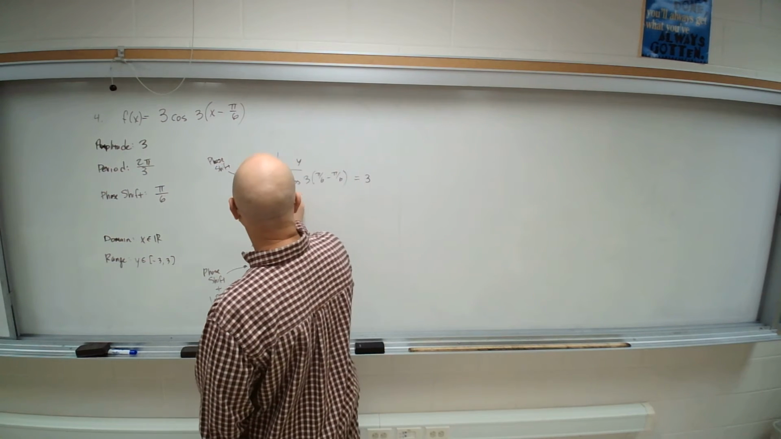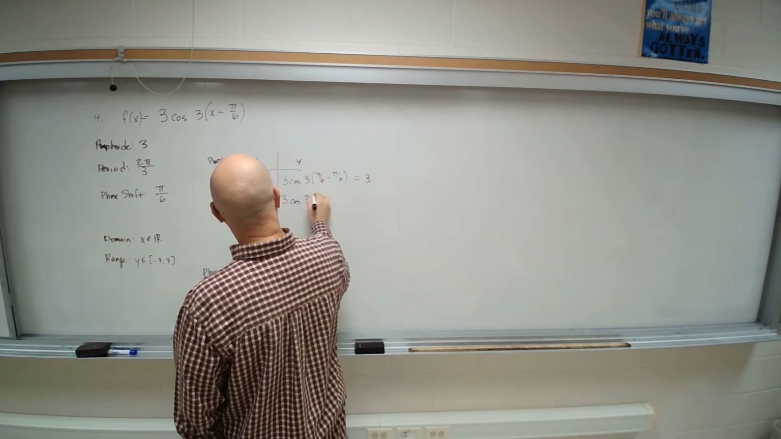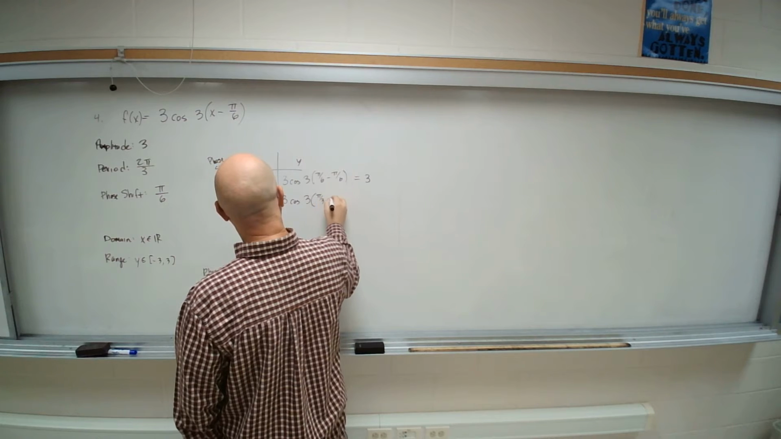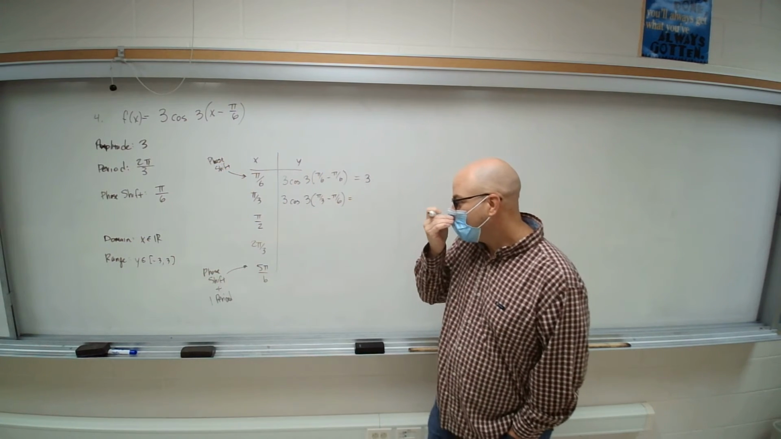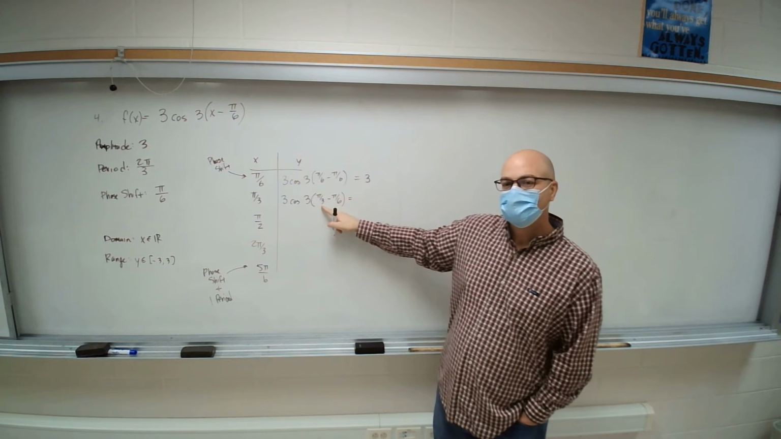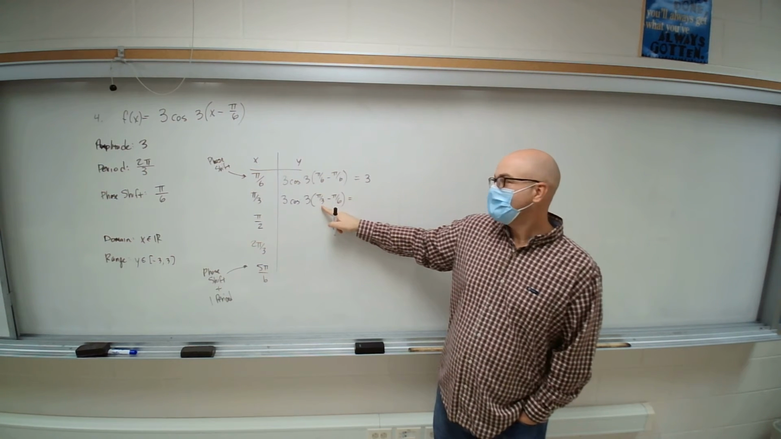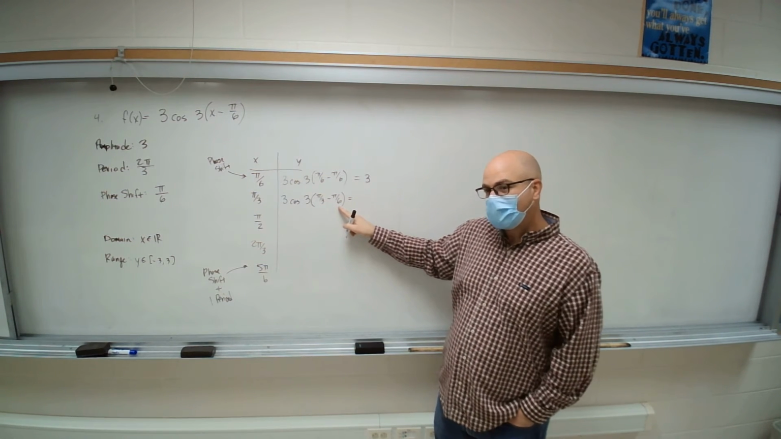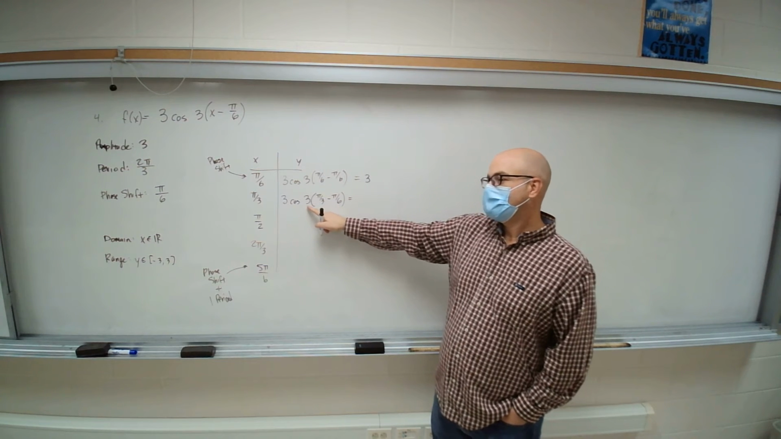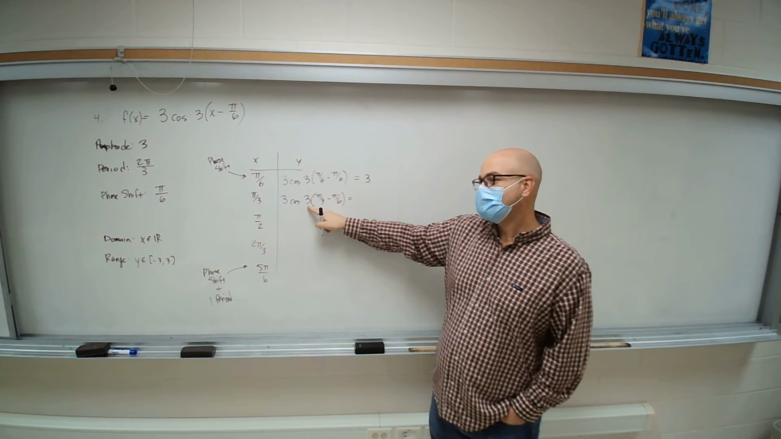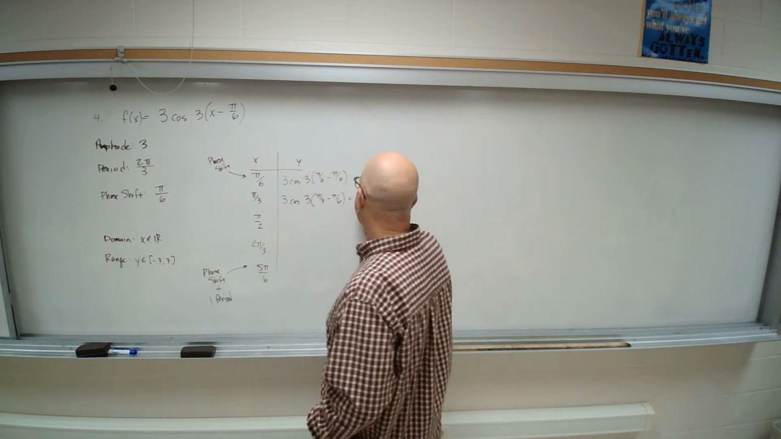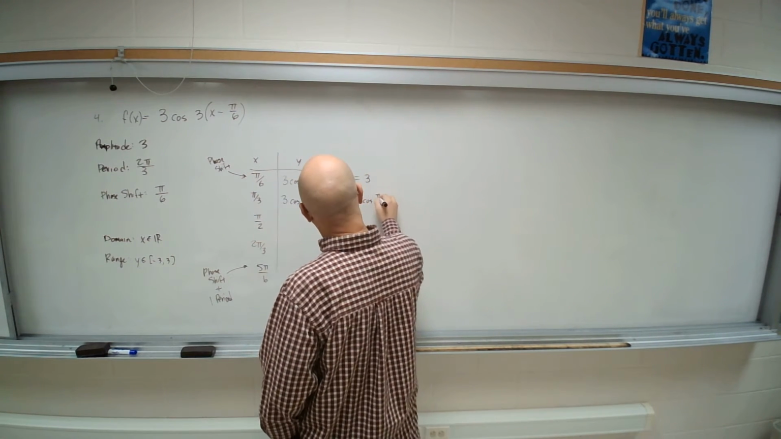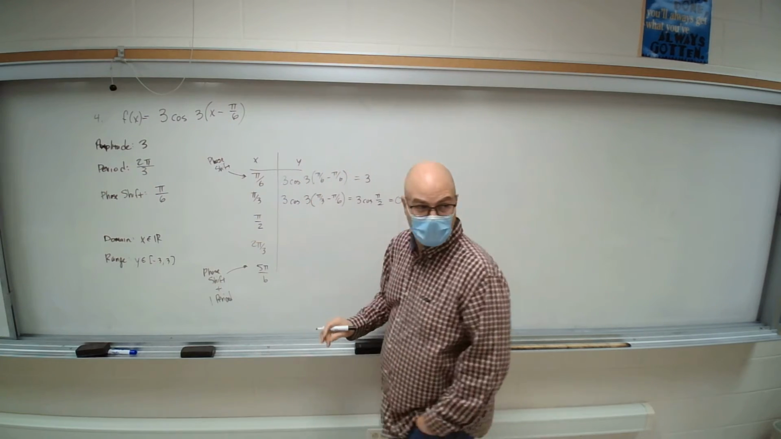So here we have 3 cosine of 3 times pi over 3 minus pi over 6. A little bit tougher here. So this is 2 pi over 6, isn't it? Minus pi over 6 is 1 pi over 6. Pi over 6 times 3 is pi over 2, right? That's what we wanted. So we get 3 cosine of pi over 2, which is 0.